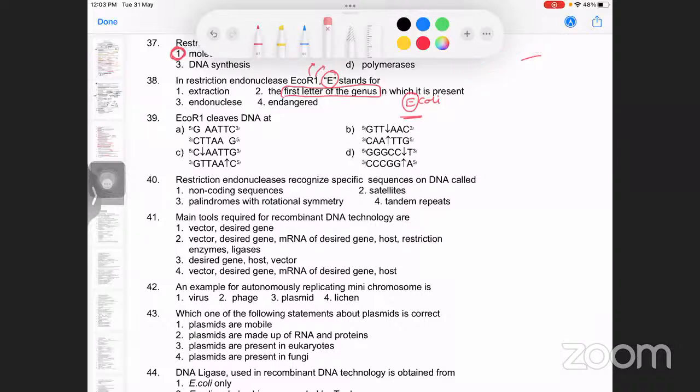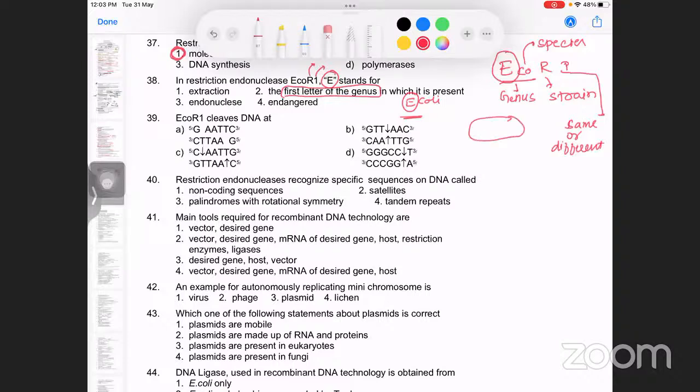Say EcoRI: E represents the genus, co represents the species, R represents the strain, and the number represents the organism, whether it is the same or a different organism. Say this is the first organism used in extraction of this enzyme. Then it divides and multiplies and forms a different colony, so it will be considered the second one.